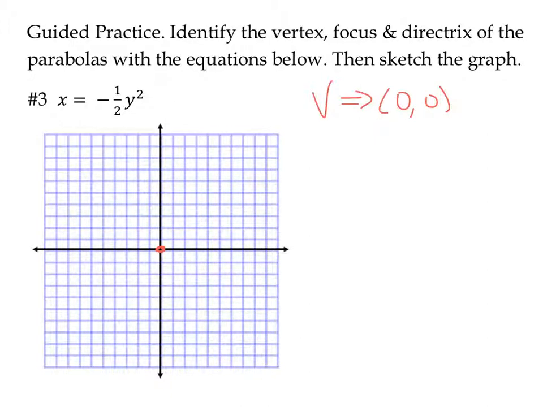Now we want to talk about where the focus and directrix are. This is where we're going to use the 1 over 4p, okay? So 1 over 4p equals negative 1/2. Remember in our equation, this here is 1 over 4p. So we can write that equal to 1 over 4p, and we'll be able to solve this now for the letter p and find out what that value is, which will help us determine where the directrix and focus are.